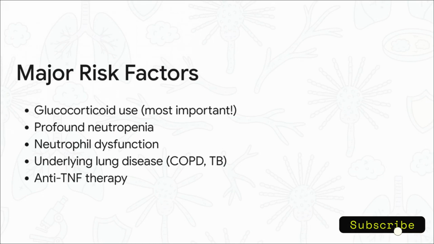Now, Aspergillus is what we call an opportunist. It's a coward. It doesn't really attack healthy people. It waits for the immune system to be weakened. And the number one risk factor you absolutely must remember is glucocorticoid use. Steroids are a huge vulnerability. After that, you want to think about things that affect our neutrophils, our main fungal fighting cells, like profound neutropenia or neutrophil dysfunction. And finally, any pre-existing lung damage, like from COPD or TB, creates the perfect little home for this fungus to move into.